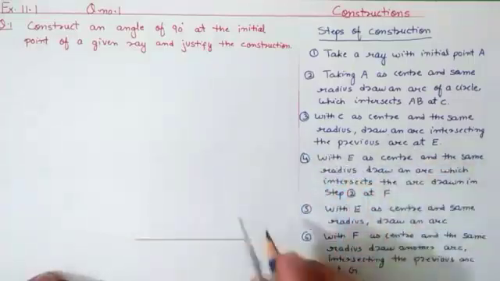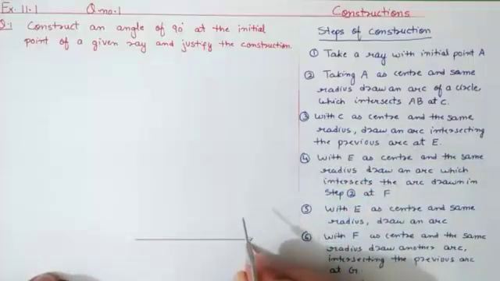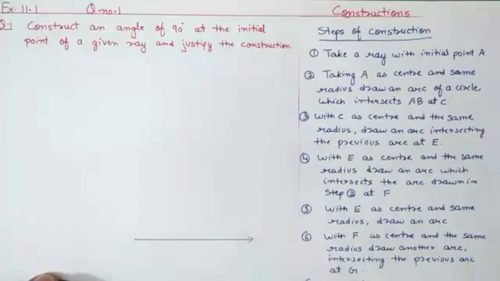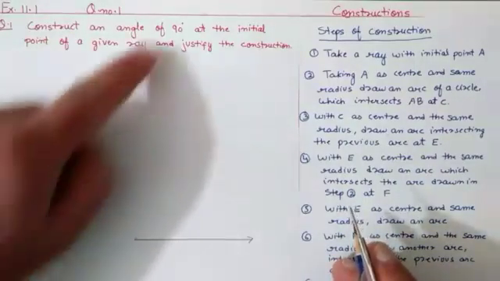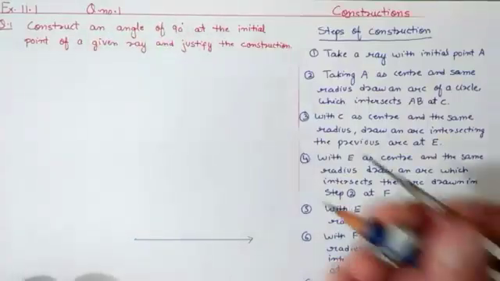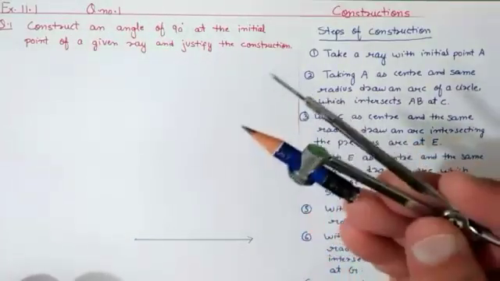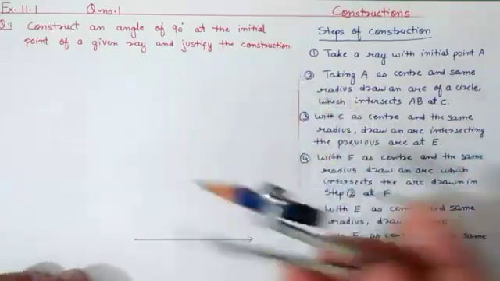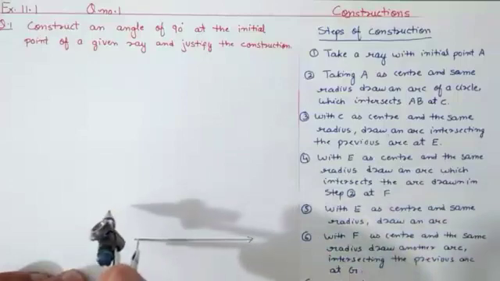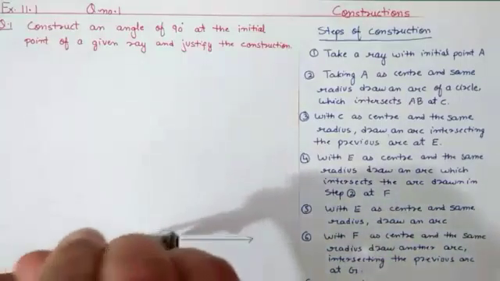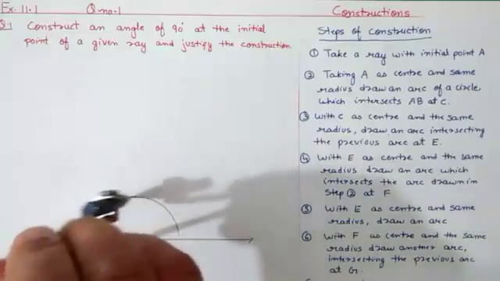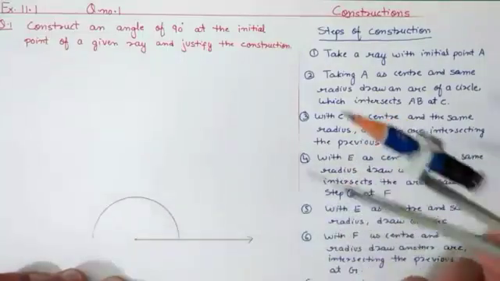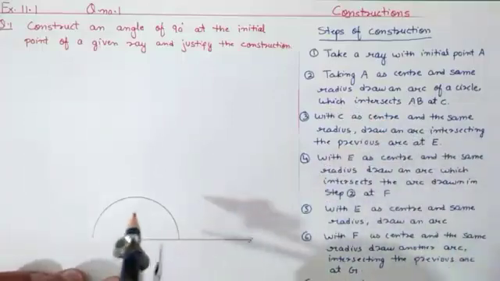For that, first draw one line. Make it not a line but a ray, with the initial point at A. So you have to give one point, and give that point the name A. After that, open the compass to any radius and make an arc slowly, not very small and not very big, and don't change the radius.